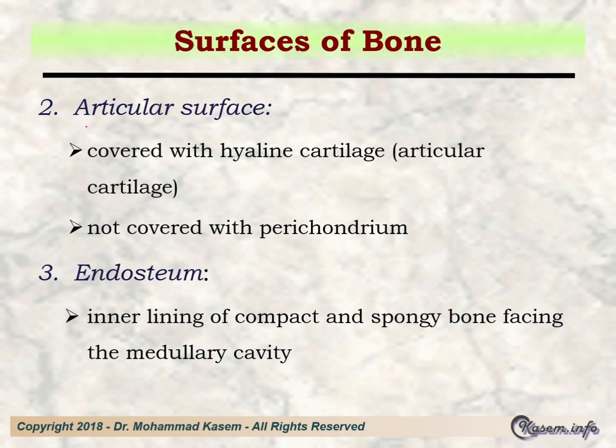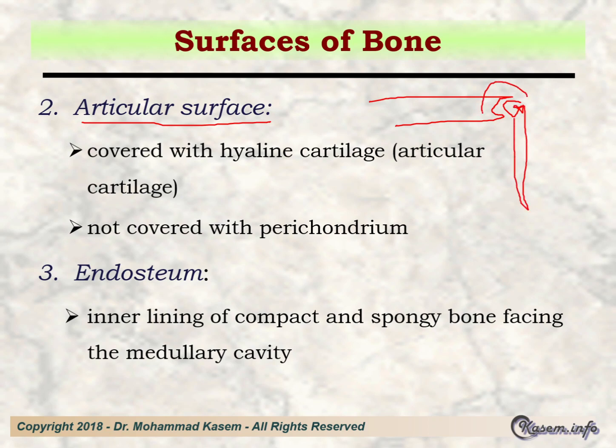The bones also have an articular surface. If you look at a synovial joint like this, you see two long bones articulating via a synovial joint. At this area, the ends of bones are covered by what is called the articular surface. This surface is covered by hyaline cartilage. And this cartilage, as we said in the cartilage lecture, is not covered by a perichondrium.